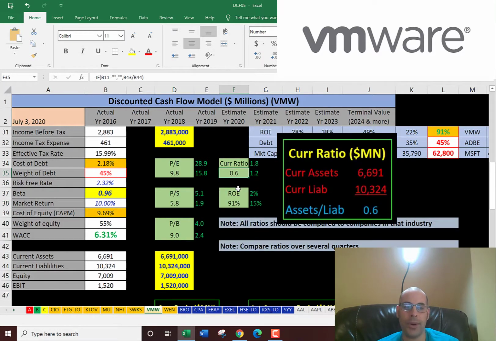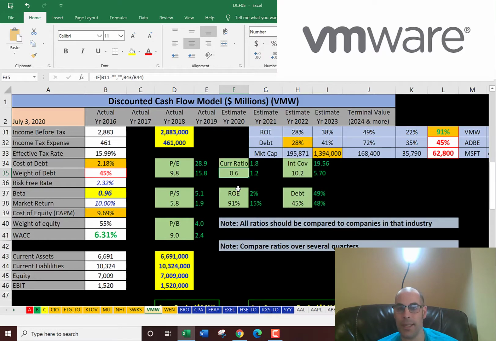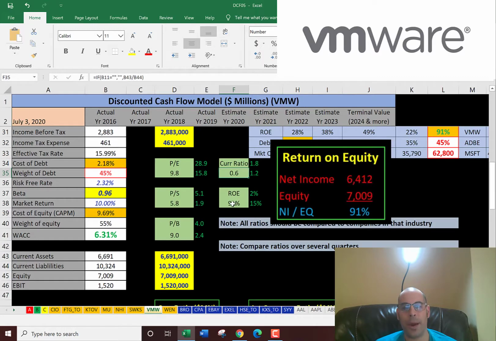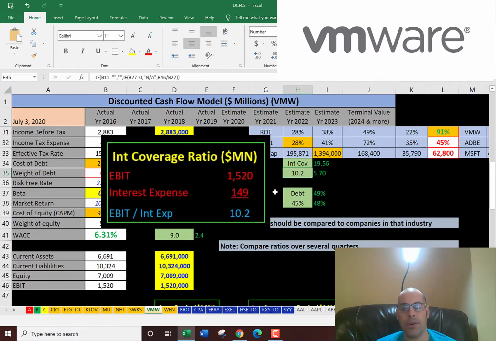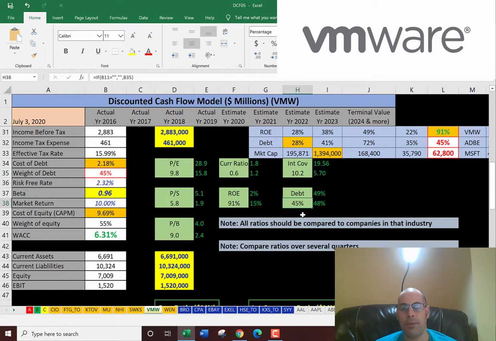They have a weak current ratio of 0.6. So that means they cannot cover their current liabilities. So they may have to go into more debt. This could be a timing issue. So if you look in the following quarters, maybe they'll fix this. Amazing ROE, 91%. So they're pretty much providing their equity holders with almost 100% return, which is really impressive. 10.2 interest coverage ratio. They can easily cover their interest payments. And debt of 45%, so a pretty decent amount of debt.